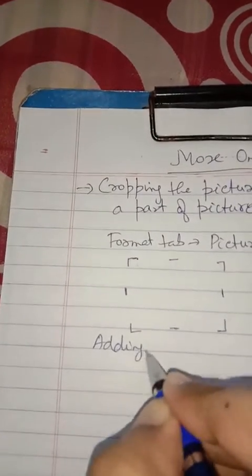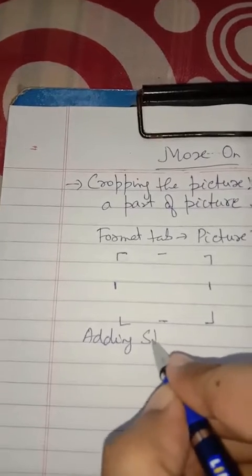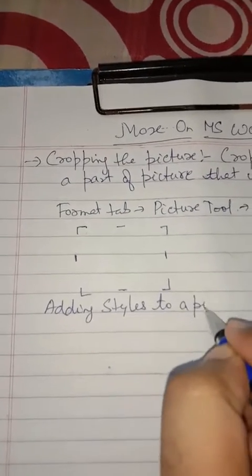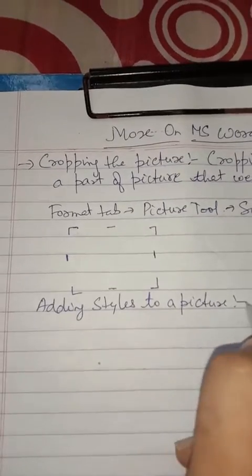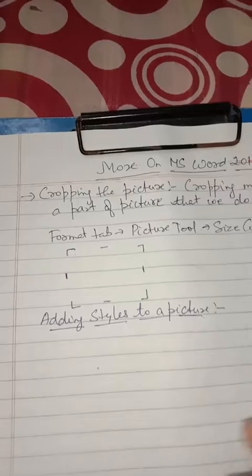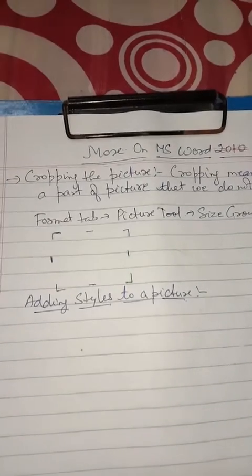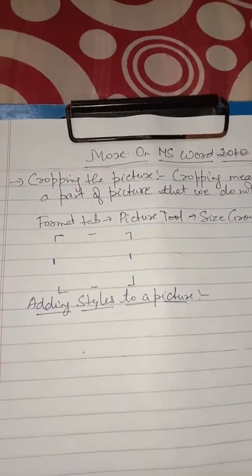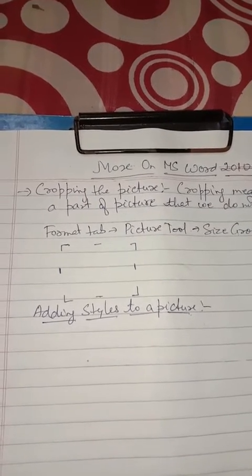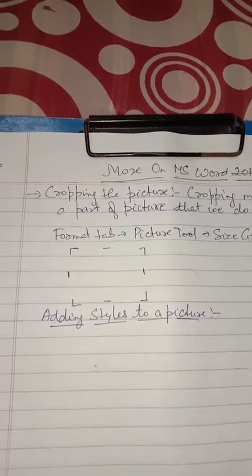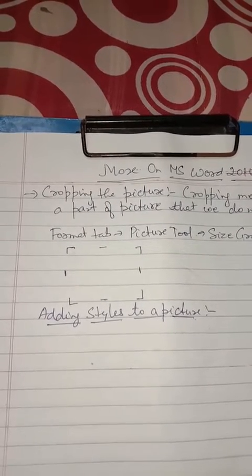Now the next topic that we are going to discuss is adding styles to a picture. Different types of styles can be added to the picture that we want. Style means different types of borders around them, different types of shading effects, etc. can be added to the picture that we have selected.